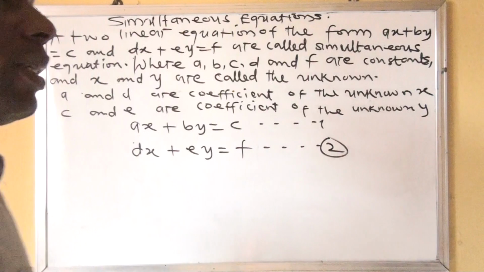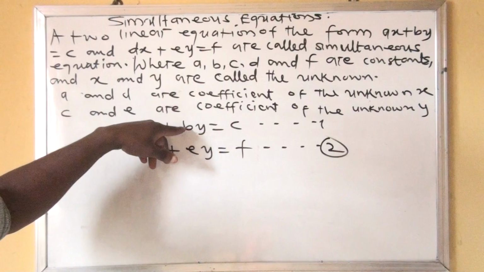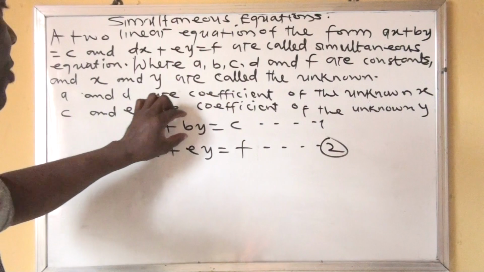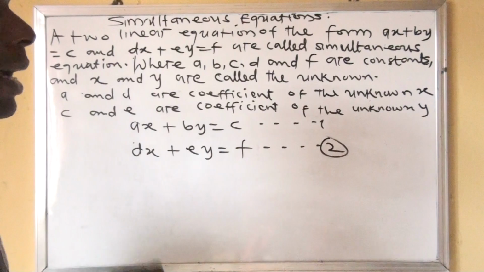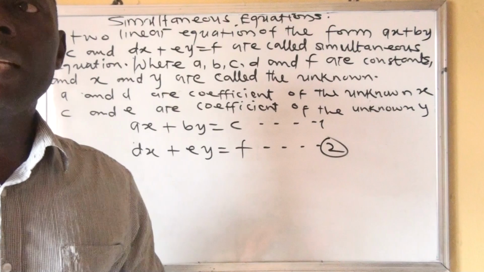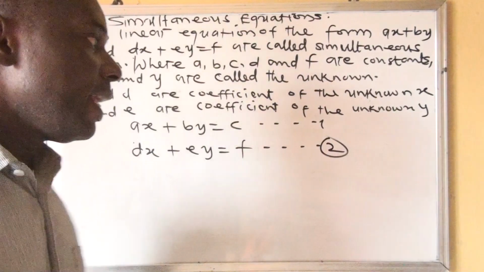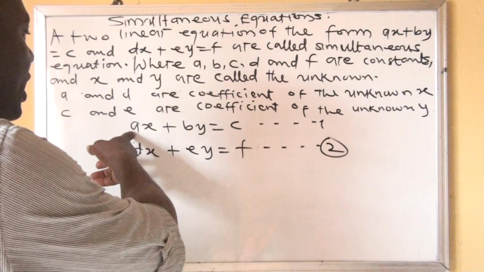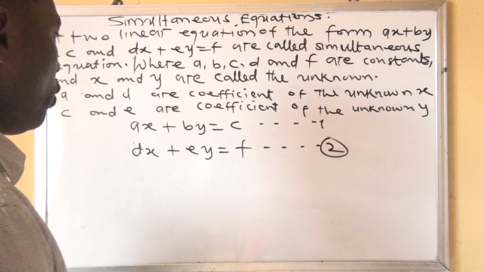Now, we have AX in equation 1, and we have BY in equation 1 as well. The A and the B here, the A that multiplies X, we call the coefficient. In mathematics, a coefficient is a constant that multiplies the unknown. So in equation 1, the A that multiplies X is called the coefficient of X, and the B that multiplies Y is also called the coefficient of Y.